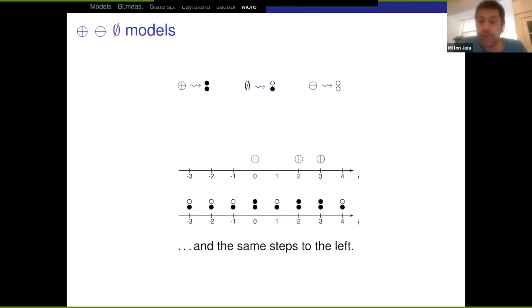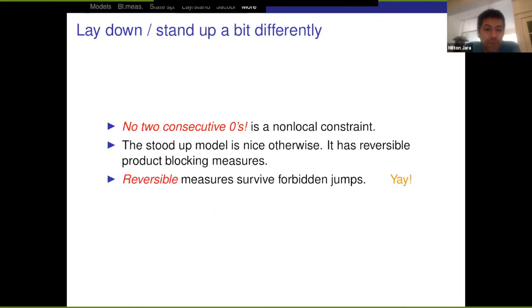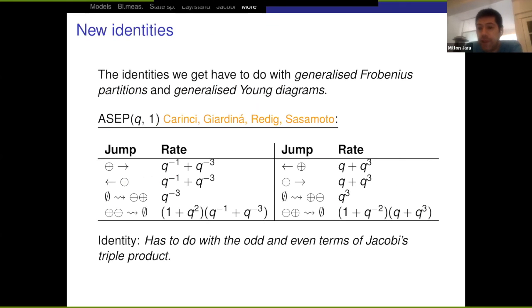My question is the following. Usually when you have models that satisfy nice algebraic relations, they are also nice for other reasons. So do you think these models are nicer to analyze? Yes, absolutely. The reason Carinci, Giardina, Redig, and Sasamoto were looking at ASAP Q1, one of the reasons, is that it has extremely nice duality properties. And it's connected to various SL algebras as far as I understand. So this is definitely a nice model.